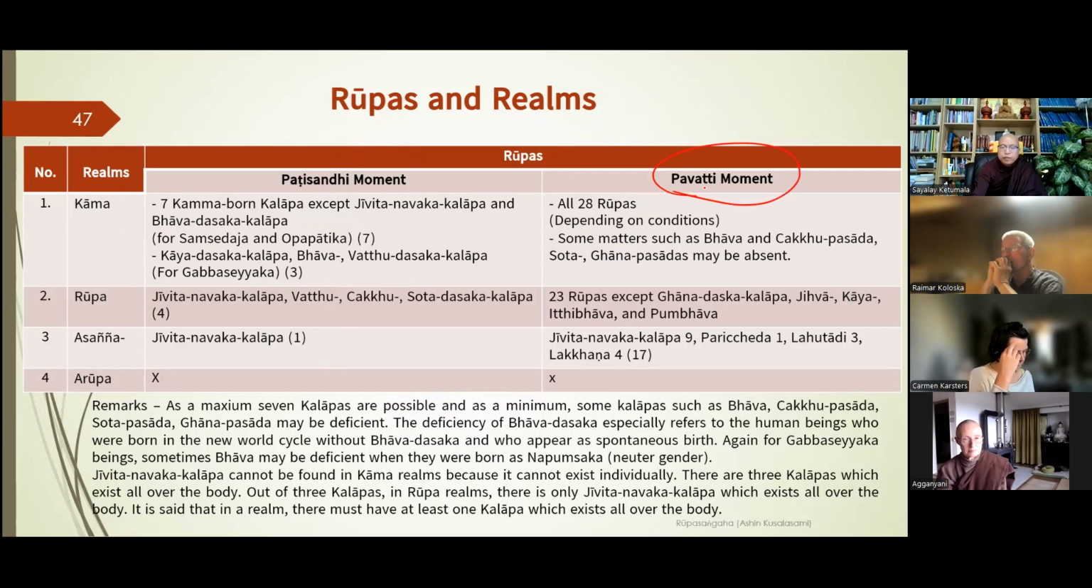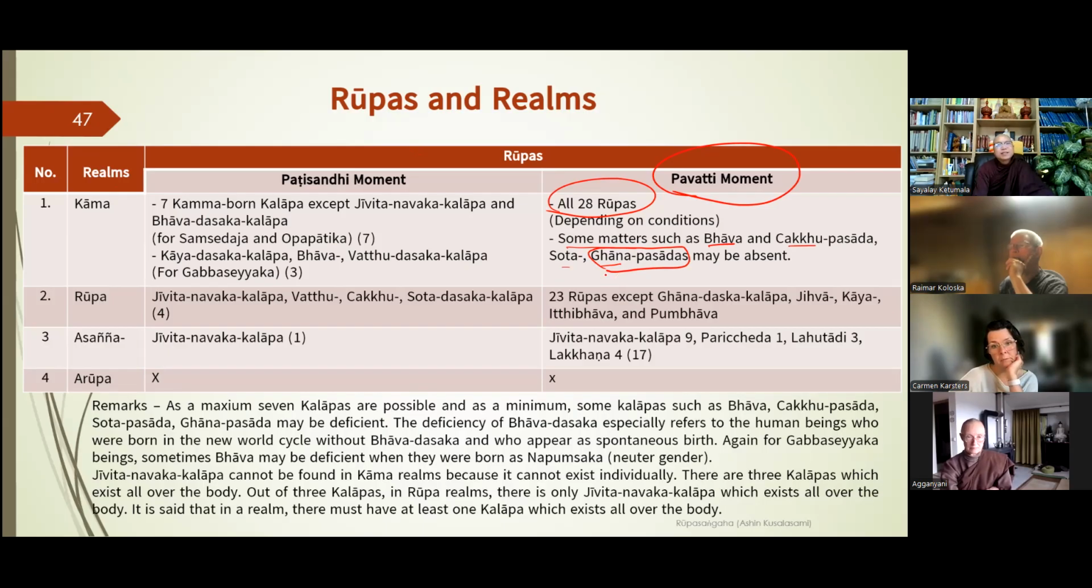But at the Pavatti moment, all 28 rupas may arise, depending on the conditions. So we can say 27 for men and 27 for women. And some rupas like bhava, cakkhu, sota, ghana may be absent: without eyes, without ears, that is, eye sensitivity, ear sensitivity, and nose sensitivity. But I have never heard of someone who is absent of Ghana Pasada.